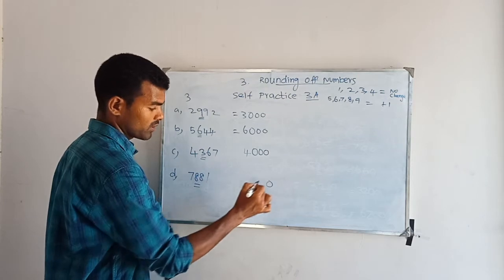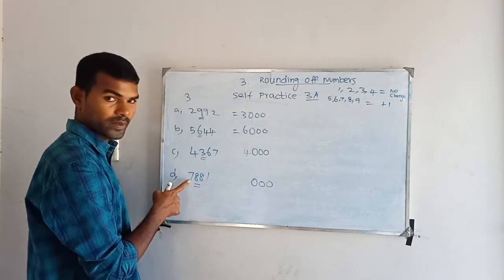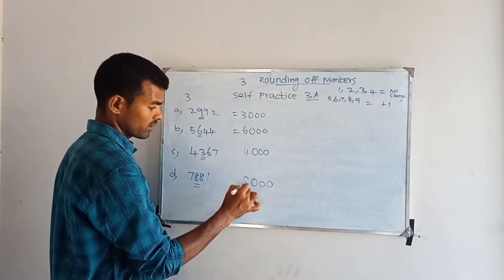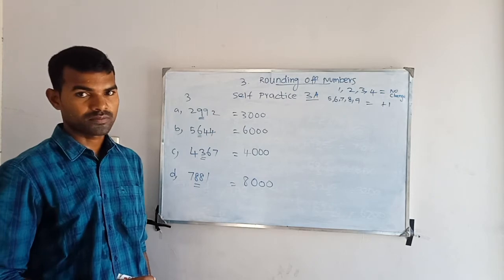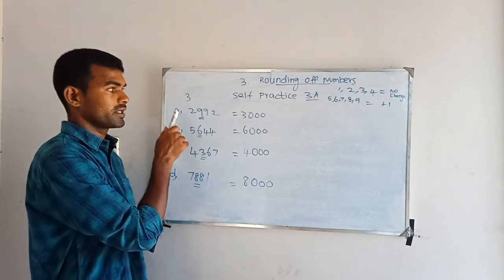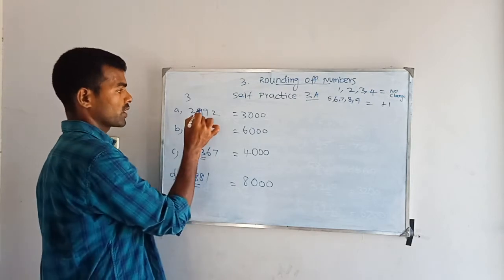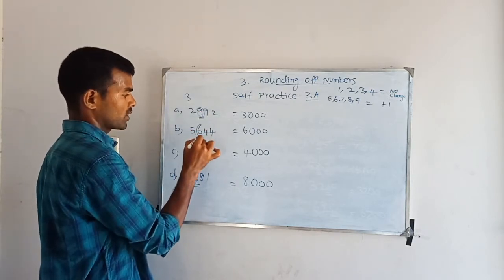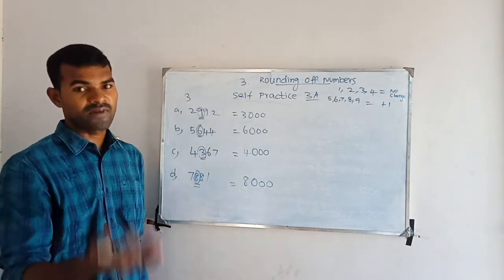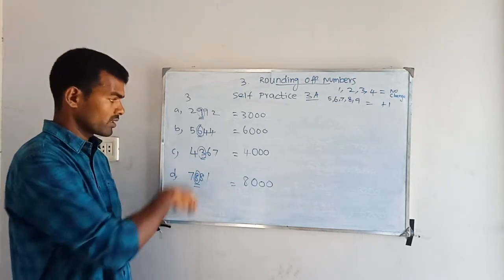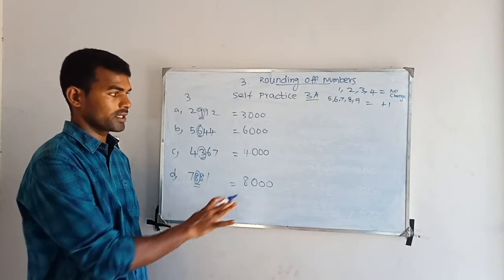And 1's place 0, 10's place 0, 100's place 0, and 1000's place 7 plus 1, 8. This is the answer. Like this you have to do. See now, here to round the number to nearest 1000, you have to look at the 100's place, and based on the 100's place, above 5 or less than 5, you have to change the 1000's place and write. Yes, this is the answer.